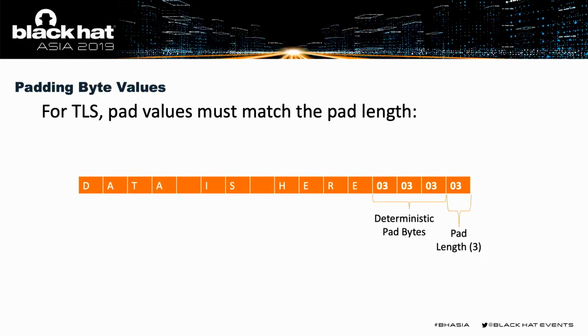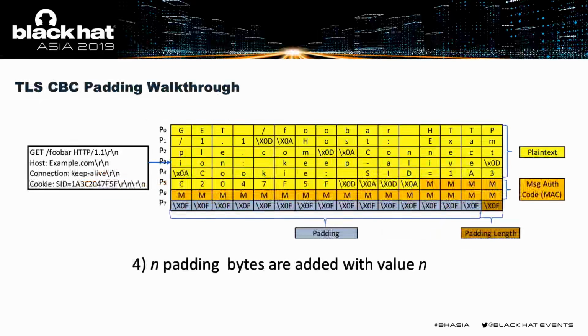In TLS, however, meaning starting with TLS 1.0 up till current, you're going to pad this with a determined value. So the padding length byte is going to be repeated for each of the padding bytes. And this is rather important, but we'll see about that a little bit later. So back to our example, we're now going to follow the TLS model, and I've padded out 15 bytes of the hex F, which gives us our complete message.